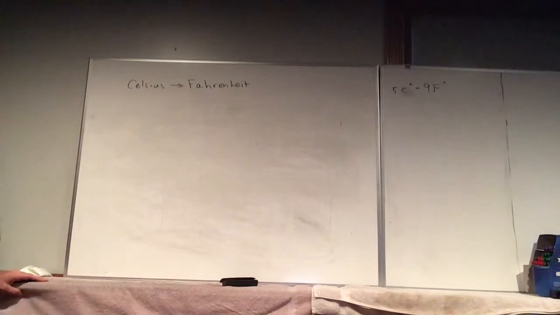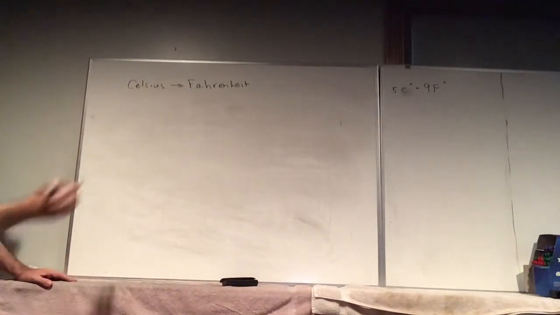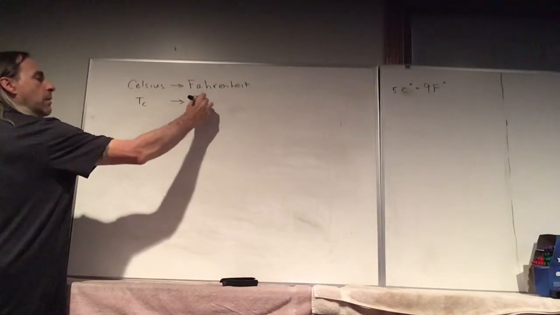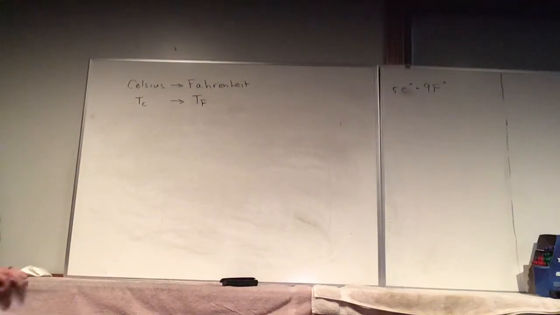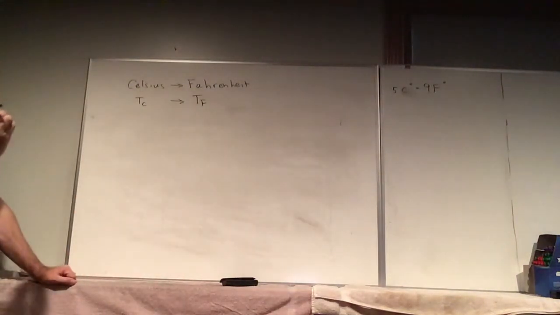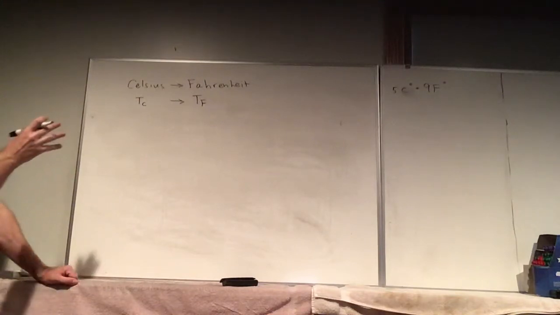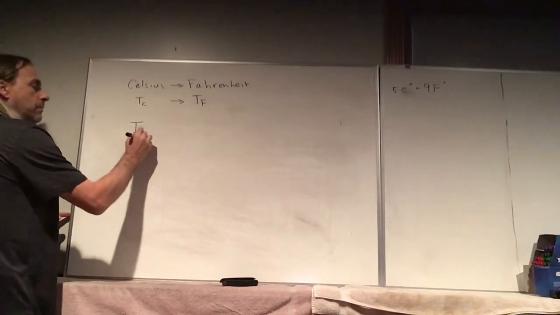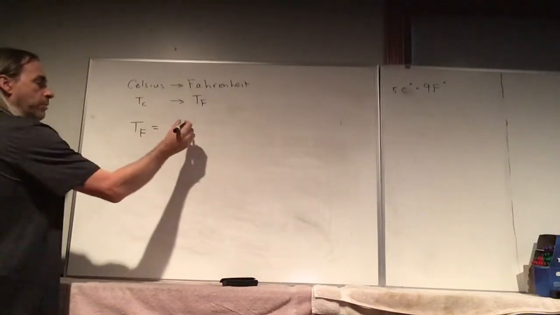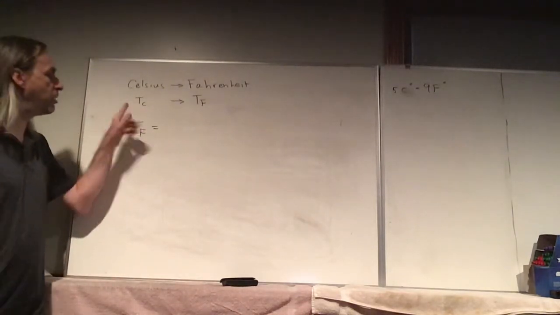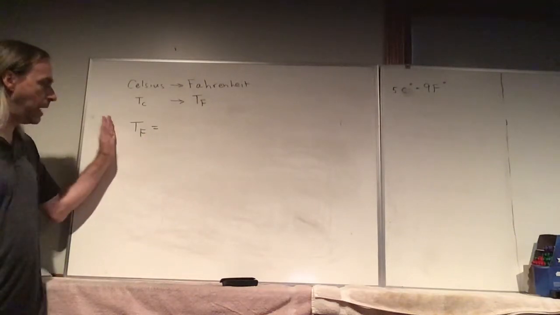So we're going to say our temperature on the Celsius scale, we're going to call that Tc. And the temperature on the Fahrenheit scale is Tf. So we're going to convert from Celsius to Fahrenheit. So we know the temperature in degrees Celsius. So what we're looking for is Tf equals something that involves Tc. We know the temperature in Celsius, so we plug that into the right side and it gives us the left side.